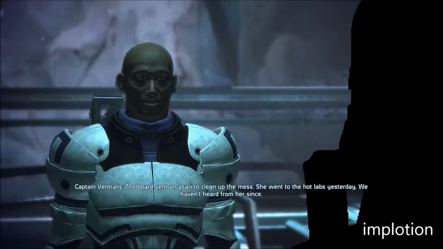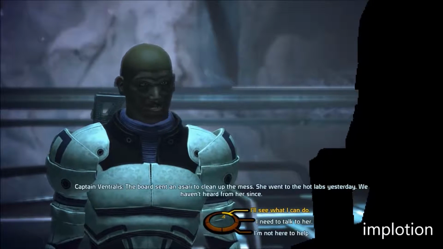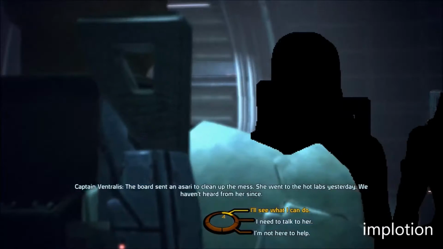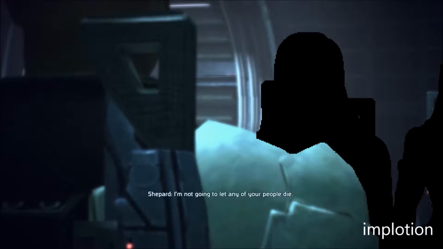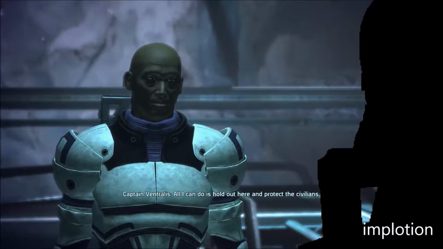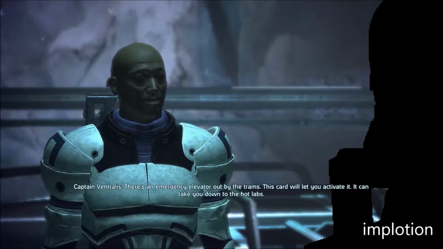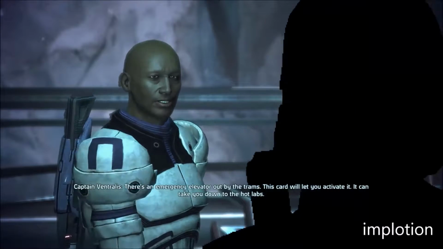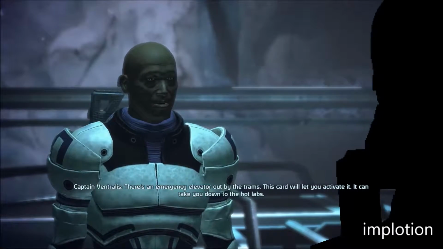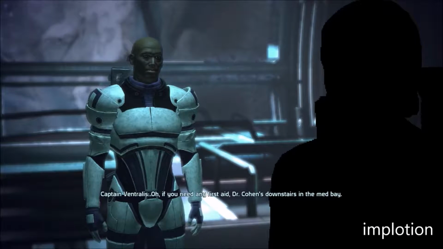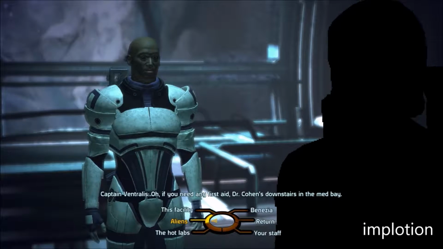The board sent an Asari to clean up the mess. She went to the hot labs yesterday. We haven't heard from her since. I'm not gonna let any of your people die. All I can do is hold out here and protect the civilians. There's an emergency elevator out by the trams. This card will let you activate it. It can take you down to the hot labs. Oh, and if you need any first aid, Dr. Cohen's downstairs in the med bay.